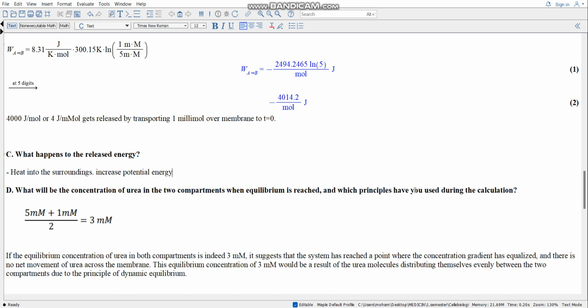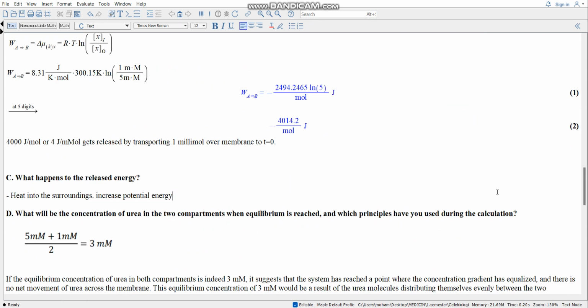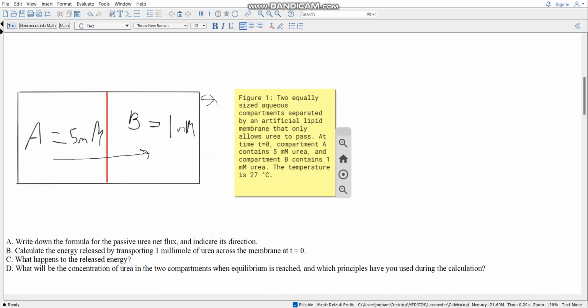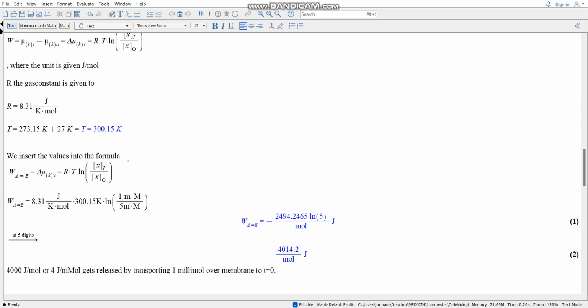Now they ask you what will be the concentration of urea in the two compartments when equilibrium is reached, and which principles you have used during the calculation. This is very simple. What ends up happening is in equilibrium, of course, we'll have the same amount of urea in both compartments, right? So you simply need to add the concentration here and here together and divide by the two compartments. That gives you 3, okay?